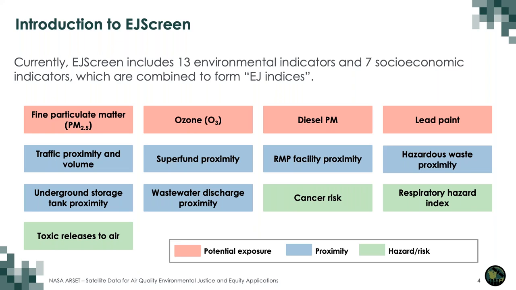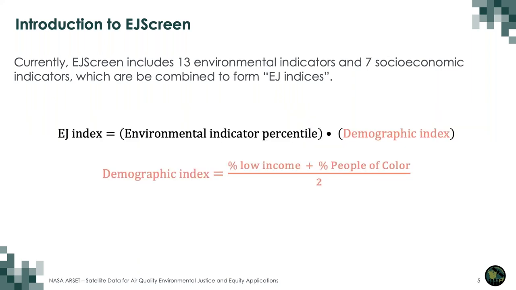Now, these environmental indicators and socioeconomic indicators are combined to form what are known as EJ indices. There are currently 13 EJ indices and 13 more supplemental indices, again, that combine information on environmental hazards with socioeconomic indicators. Specifically, these indices are calculated by multiplying 2 different terms together, the environmental indicator and the demographic index. And you can see the formulas here for how these different parts of the indices are derived.